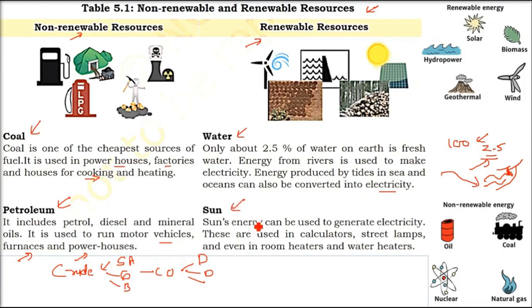Sun is almighty. Every day you wake up with this. So the sun can be used for electricity. For example, it can run a calculator, street lamps, room heaters, even water heaters.